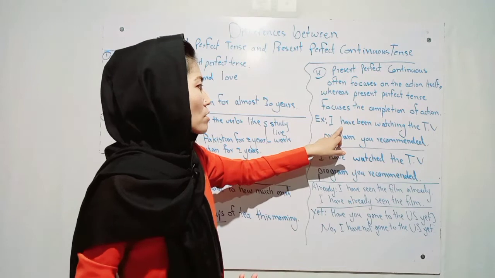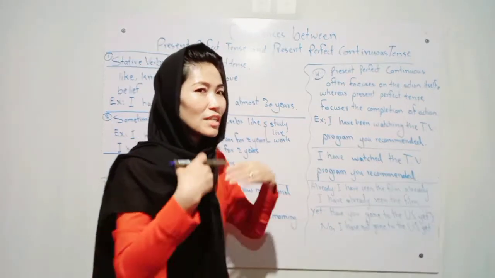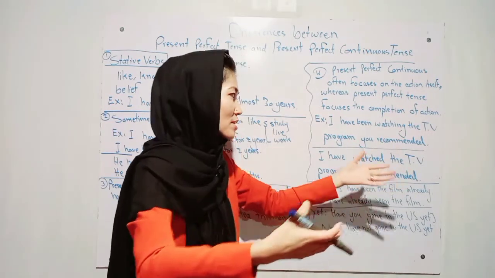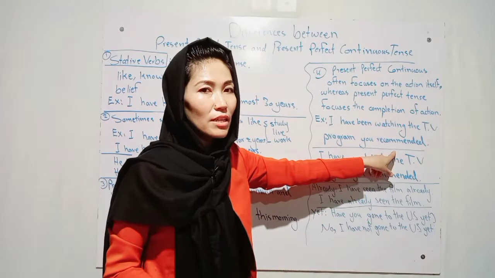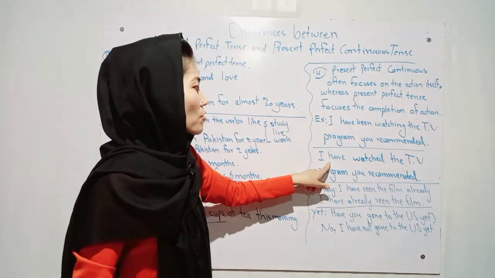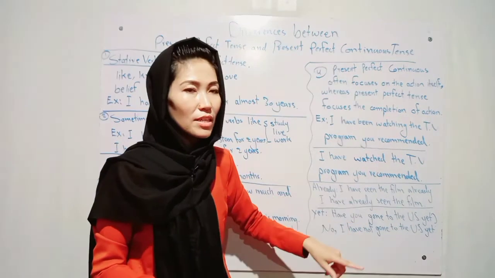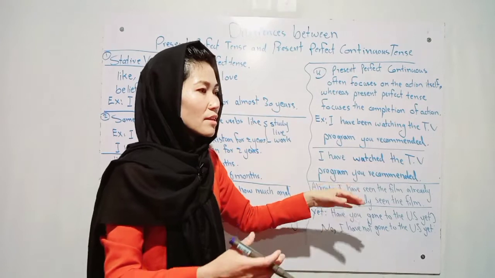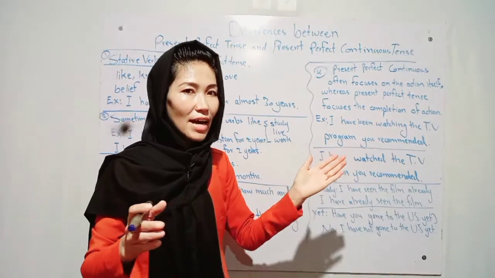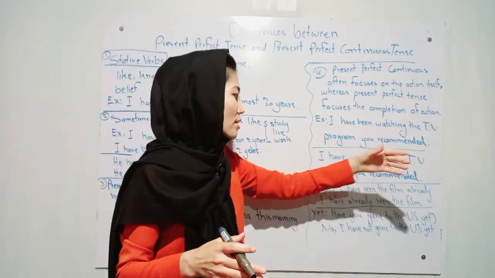So we use present perfect continuous tense for the action that's ongoing. It is not complete: I have been watching the TV program you recommended. In present perfect, I have watched the TV program you recommended. Here is the completion of the action. It says that the action has been done. But here it's still ongoing.